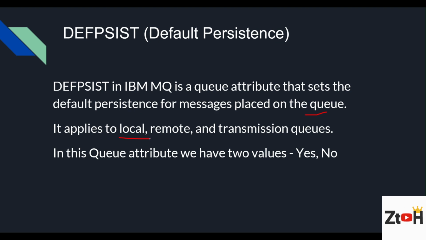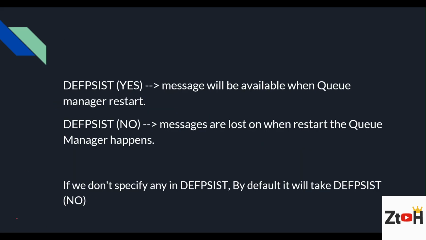It applies to local queue, remote queue, and transmission queue. In this queue attribute, we have two values. They are yes or no. If default persistence is yes, which means messages will be available when any queue manager restarts happen. If the default persistence is no, messages are lost when any restarts happen on the queue manager. If it does not specify any in default persistence, by default it will take as no. Please make a note of it.